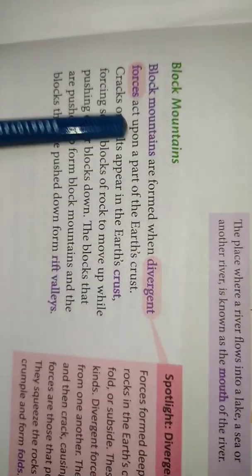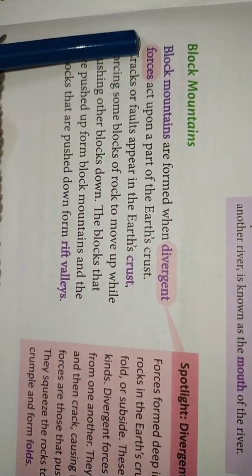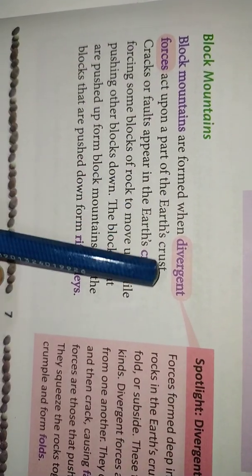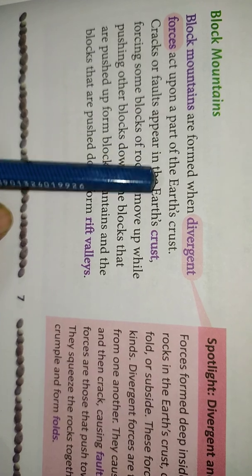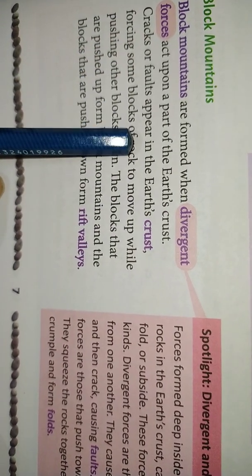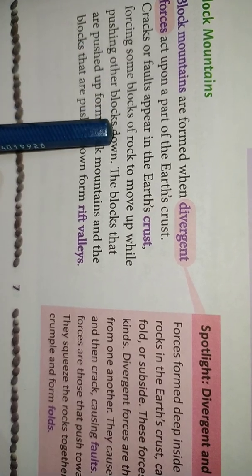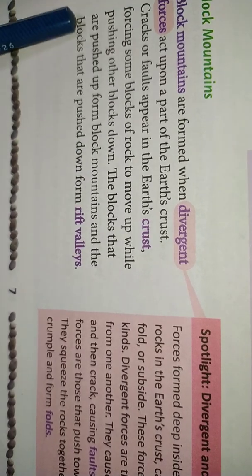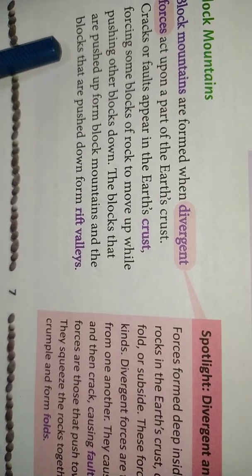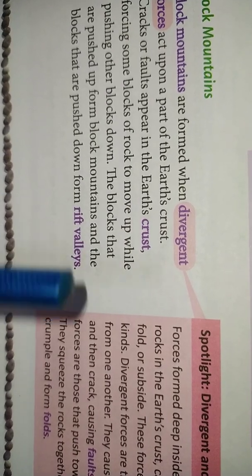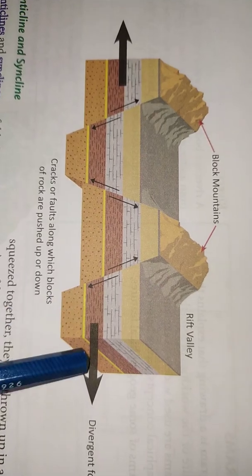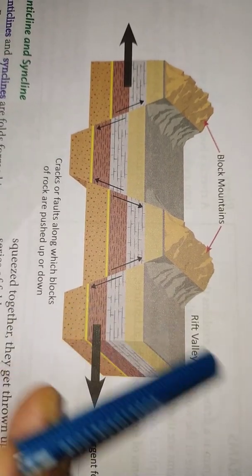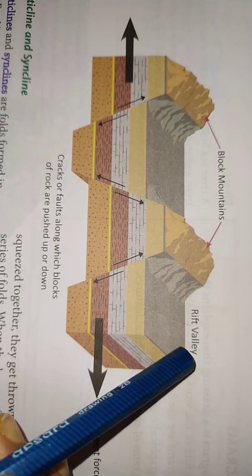Please mark it. Now what are block mountains? Block mountains are formed when divergent forces act upon a part of the earth's crust. Cracks or faults appear in the earth's crust, forcing some blocks of rock to move up while pushing other blocks down. The blocks pushed up form block mountains and the blocks pushed down form rift valleys. This is the picture of block mountains. This is called divergent forces and this is the rift valley.